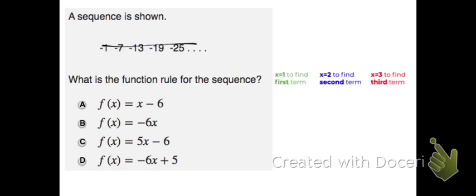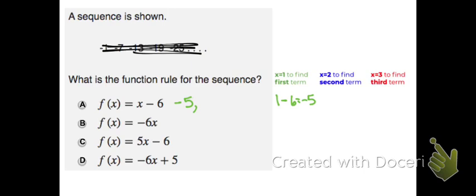So what I mean by that is what we're going to do is substitute 1. If we look at this first choice, let's substitute 1 in for x. So it's 1 minus 6. And we get negative 5. So that means the first number in the sequence is negative 5.